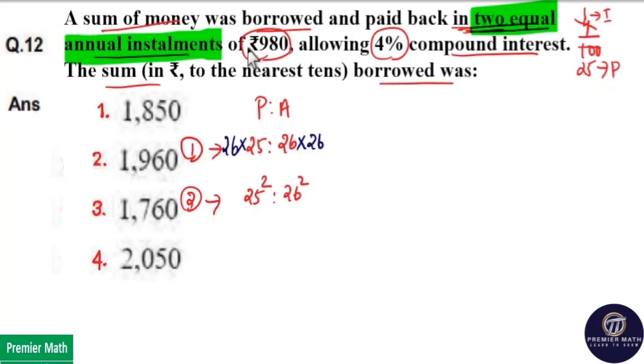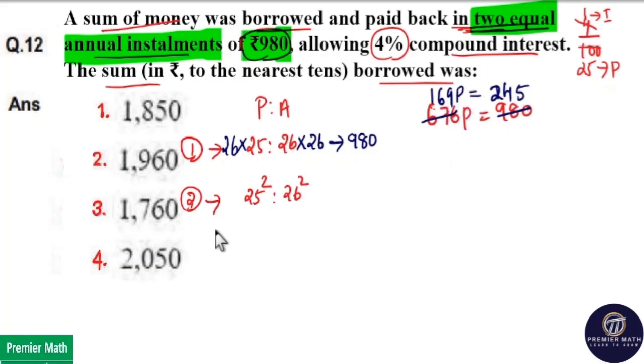Now the question says the annual equal installment is rupees 980, which means this 26 square part in the first year is 980 and in the second year this 26 square part is 980. Now we need to find out what is one part. Here 26 square part is 980 means 676 parts is equal to 980. Now if I divide it by 4, 4 goes 1 time in 6, remaining 2, 4 goes 6 times in 24, remaining 3, 4 goes 9 times in 36. Same way here, 4 goes 2 times in 9, remaining 1, 4 goes 4 times in 16, remaining 2, 4 goes 5 times in 20. So 169 parts is equal to 245.